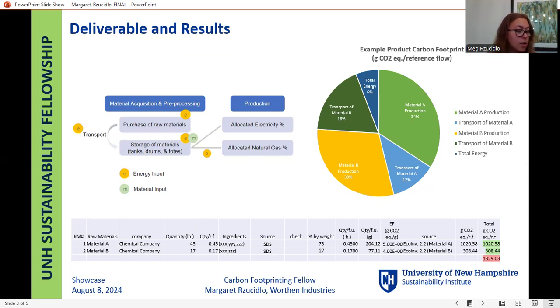Allocated energy means that I took the percentage of the total production that is the desired materials and applied the same percentage to the total energy used to power the plant in order to determine how much energy was used to create the specific product.